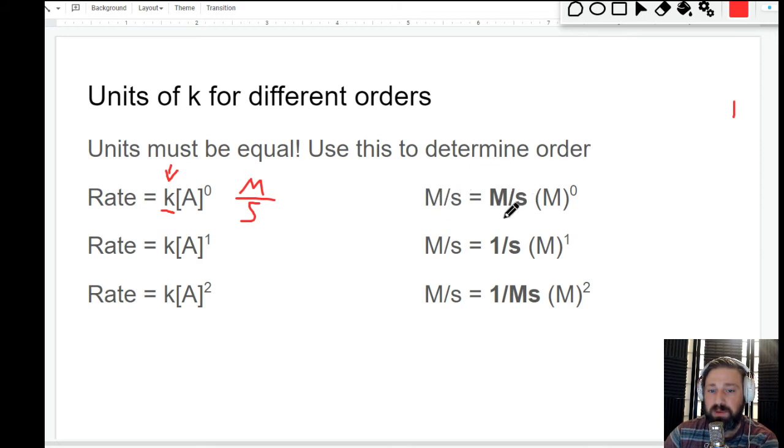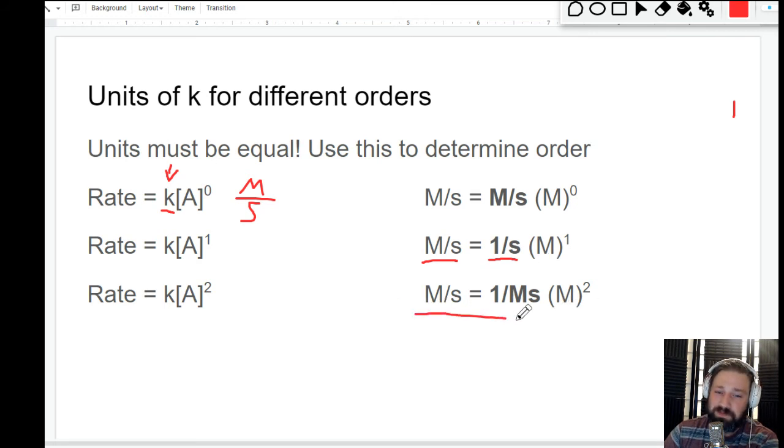The same units on both sides, right? Here, in a first order reaction, it has to equal out to molar per second, because that's what a rate is. But the concentration to the first power, you're just going to have molar, which means we need to have 1 over seconds for K, in order to get this out. So the units for K in a first order reaction is 1 over seconds.